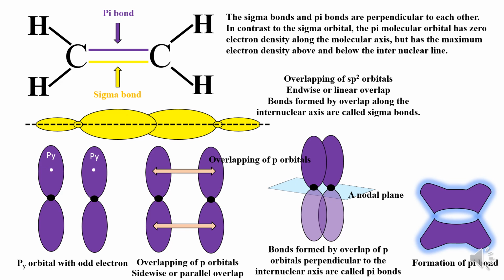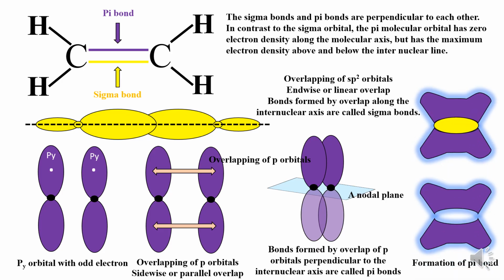And this is why the sigma bonds and pi bonds are perpendicular to each other. The reason being, a pi bond is formed by sidewise or parallel overlapping of p orbitals, while the sigma bond is formed by endwise or linear overlapping of the sp2 orbitals of the adjacent carbon atoms. So a pi bond formation is always associated with formation of a sigma bond. And that is how the ethylene molecule is formed.